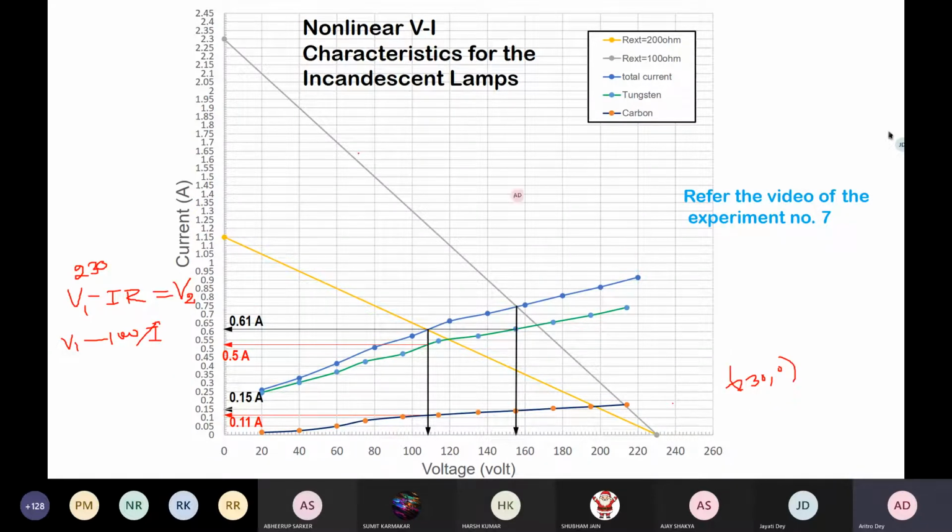Right? Whenever you short the terminal, like when you have two lamps, like this is your circuit, when you short these two terminals, then the voltage drop across it will be 0. So what is your current then? Current is equal to V1 divided by 100. V1 is your 230 volts. So for that you get 2.3 ampere.